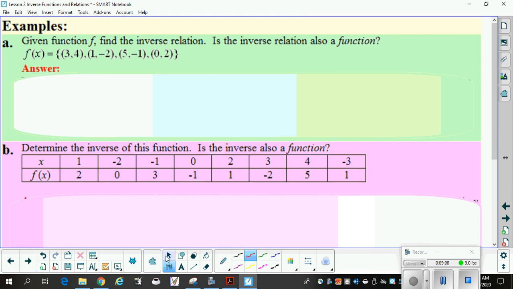Now, here are some examples that you're going to try. Pause the video, decide your answer, and then check. Given function f, find the inverse relation. Is the relation also a function? Remember, when you're given a set of ordered pairs, it doesn't get much easier than this. You simply swap the x and the y values. So go ahead.